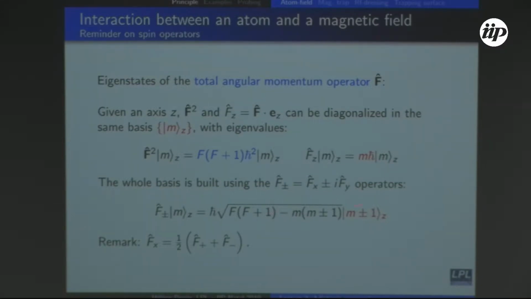You can build all the M states by using the F plus and F minus operators, which are given as a function of the projection of the total spin around X and Y, and applying, for example, from the lowest state, M equals minus F, the F plus operator, and from that you go from minus F plus 1, minus F plus 2, and so on, up to plus F. Yes, question?